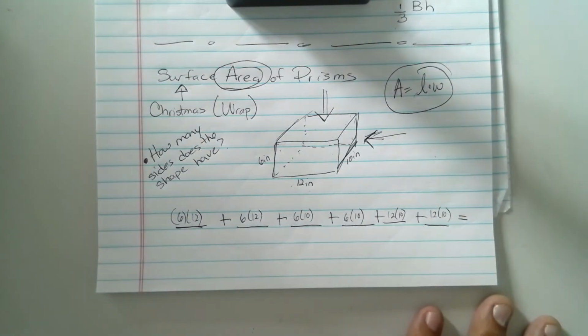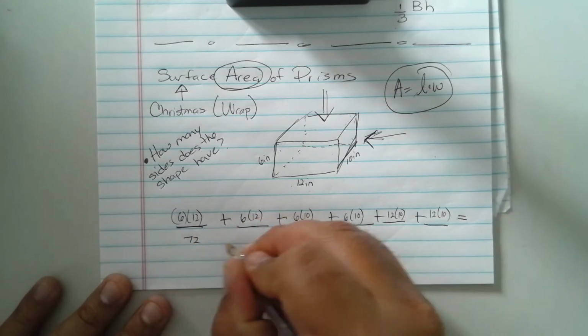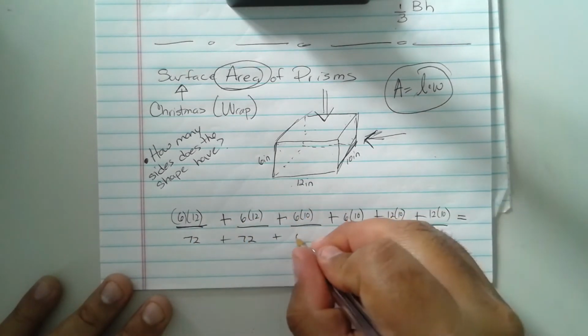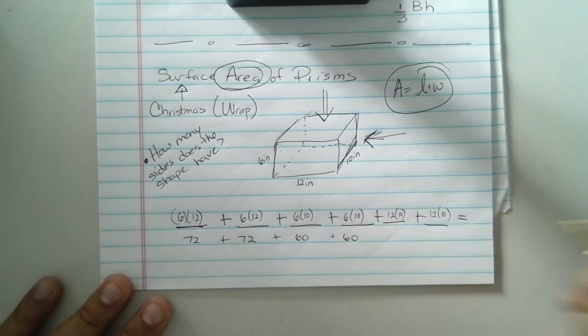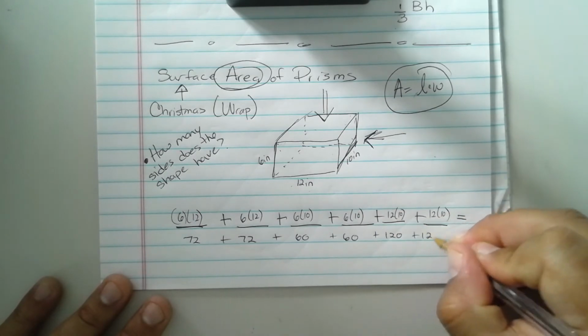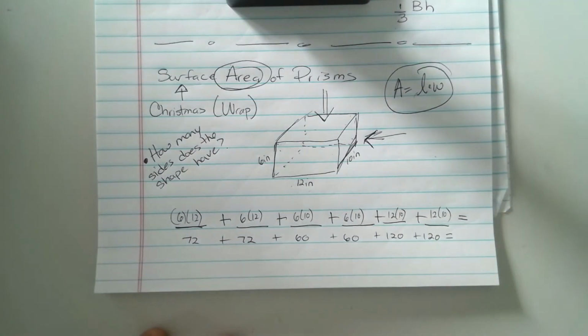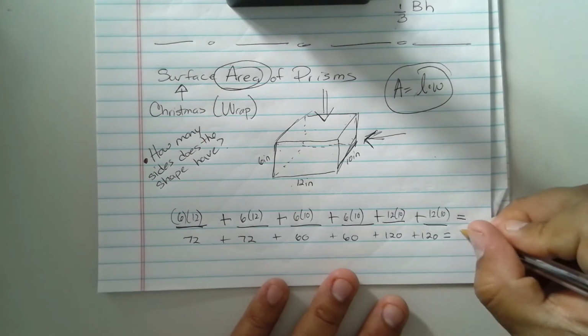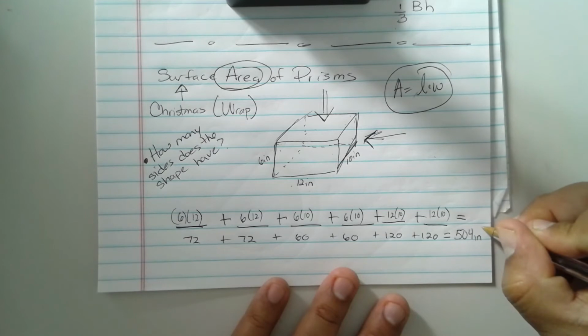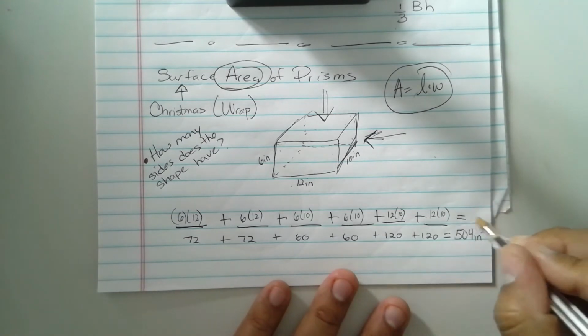That's how you find the surface area of the prism. So what's 6 times 12? 72. So we have 72 plus 72 plus 6 times 10, 60. 60 plus 60 plus 12 times 10, 120 plus 120 equals 504. You can simplify more, like you can break it down. Square inches will be my final answer.